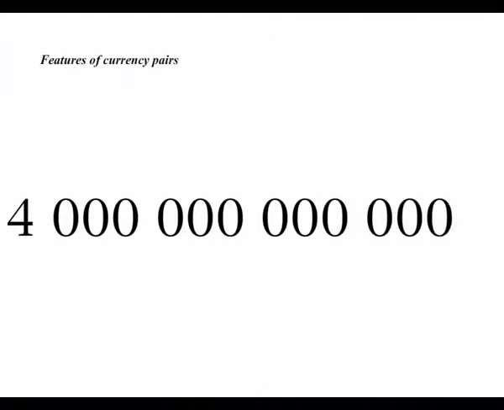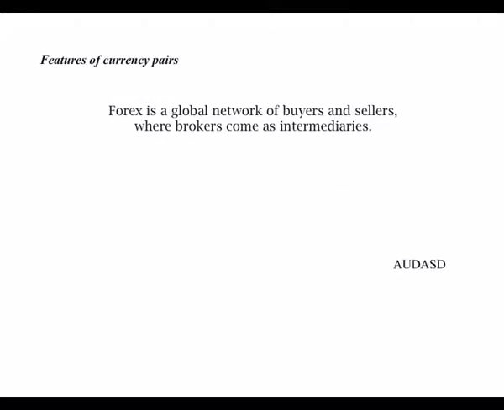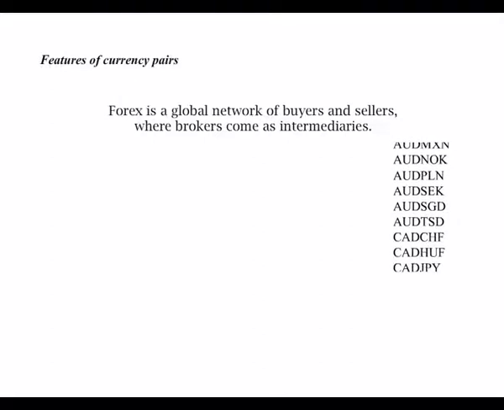Features of currency pairs. Forex market is the largest off-exchange financial market. Its daily turnover volume exceeds $4 trillion. Forex is a global network of buyers and sellers where brokers come as intermediaries. You can trade almost any currency through the broker.